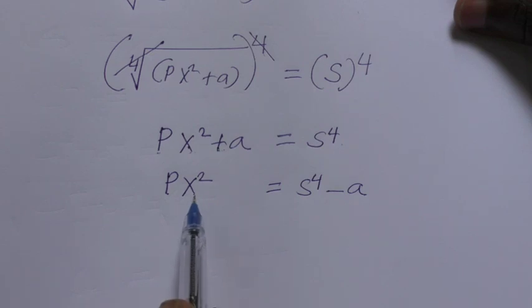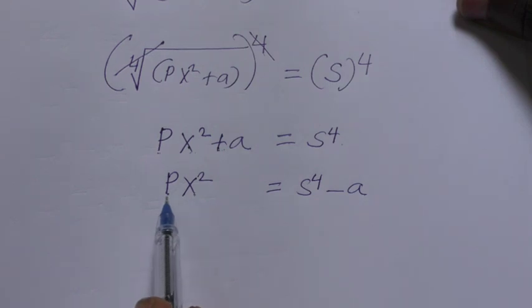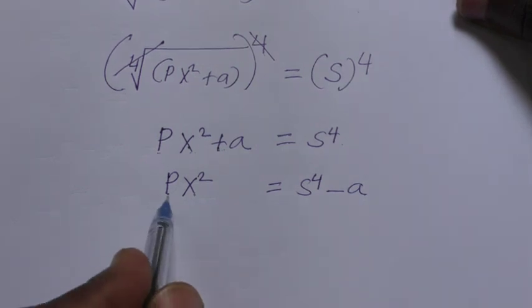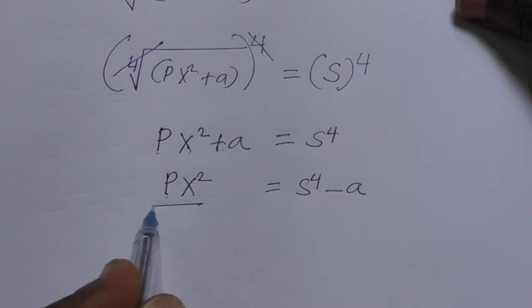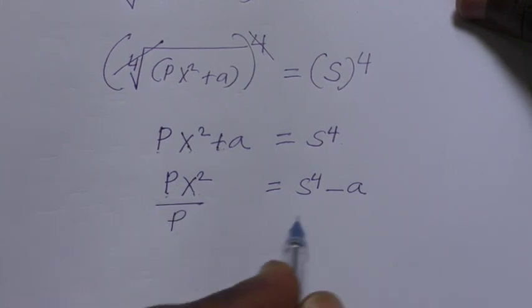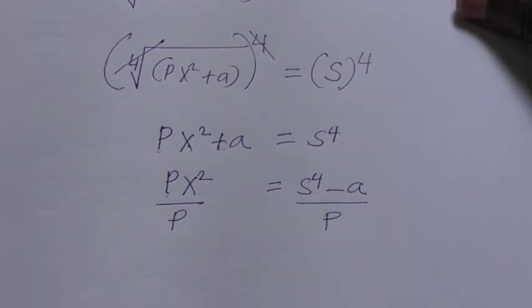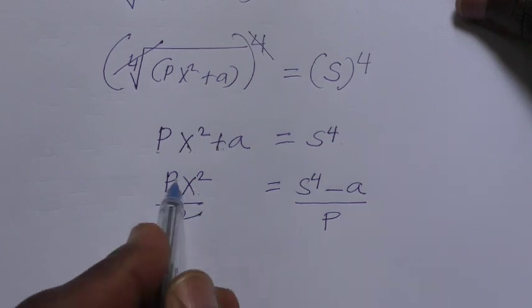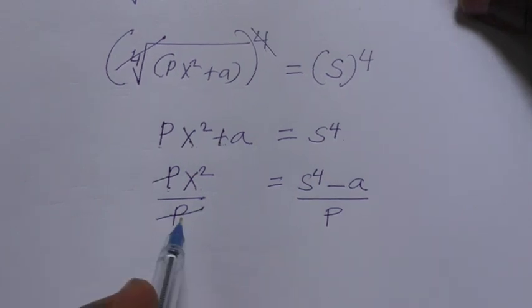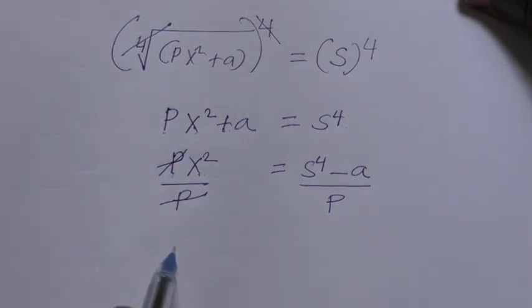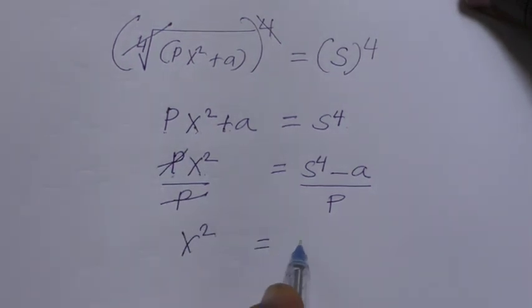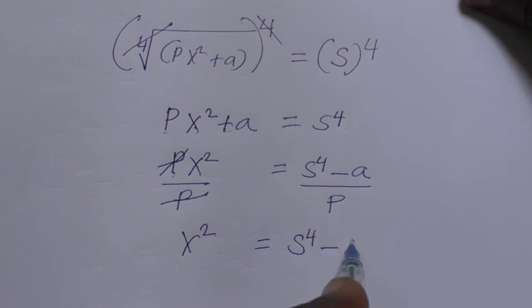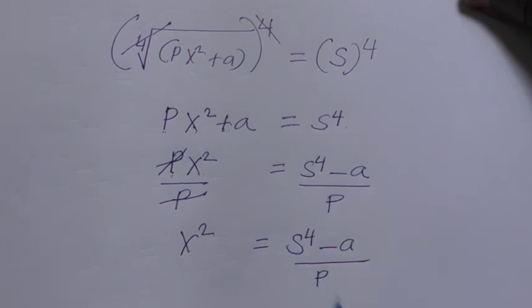After that, we look for means of separating p from x squared. Since we only want x, we take away p. That is, since it is multiplying, it is done by division. So we divide by p. The p cancels, and we shall remain with x squared equaling s power 4 minus a, over p.